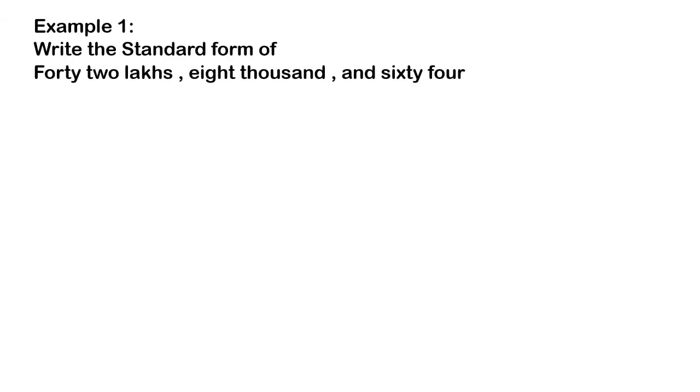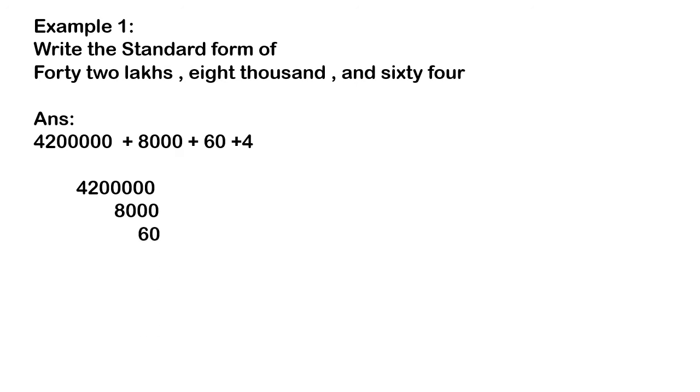Now example 1. Write the standard form of 42 lakhs 8,064. So in this sum they have given the number in words. Now we have to change it into numbers. So 42 lakhs plus 8,000 plus 60 plus 4. The next step, we are going to add everything. Now we have to add everything. So we got 42 lakhs 8,064.